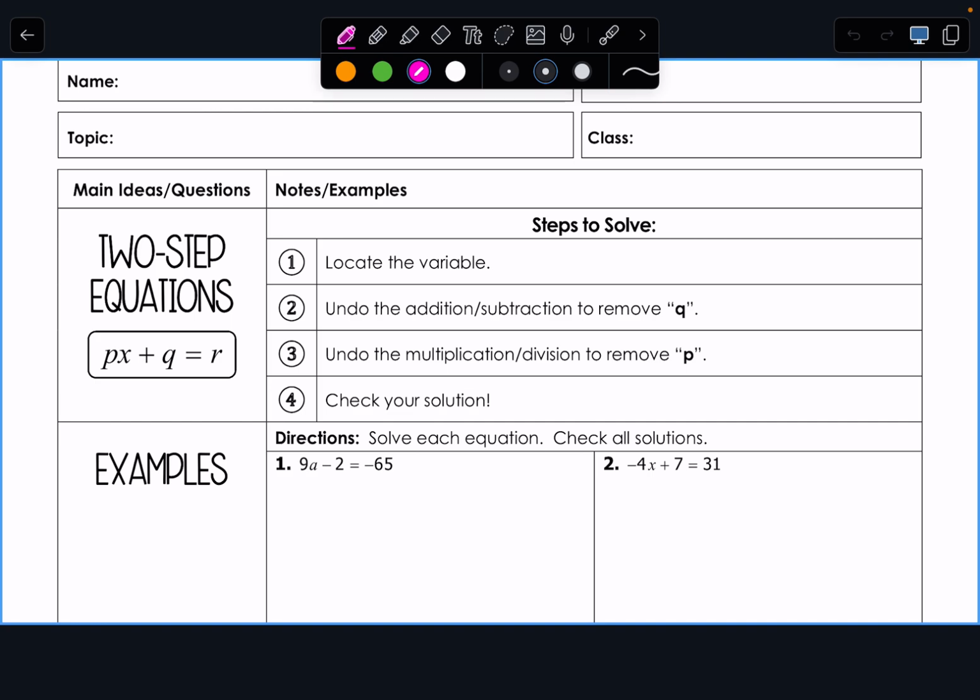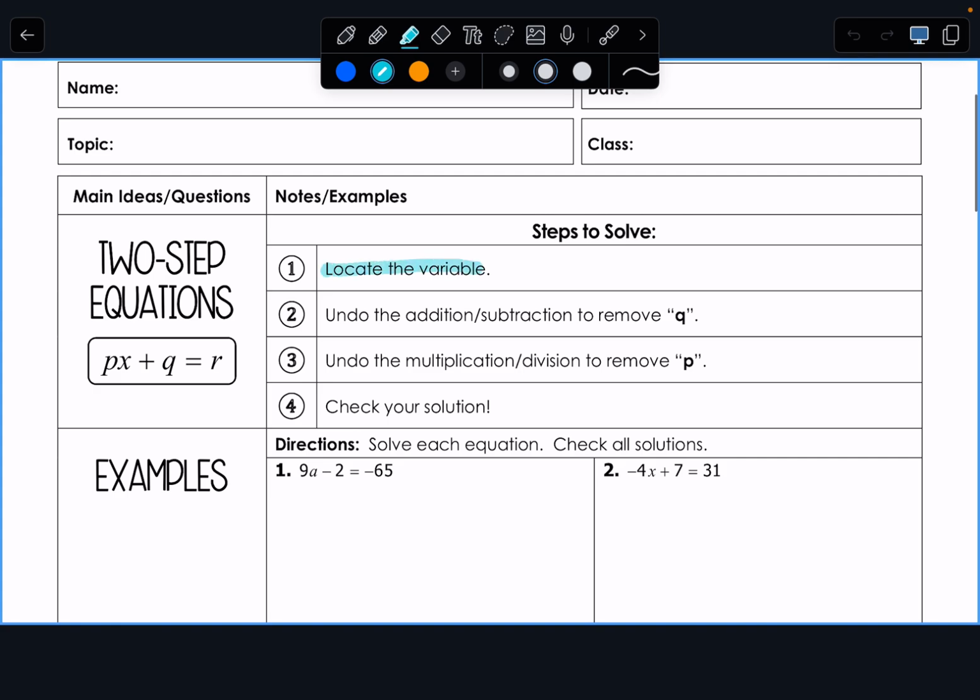So this is what I'm going to need you to do. The first thing is we're going to have to locate the variable. Whether you need to circle it or if you have a highlighter and highlight it, I think those are some good choices.